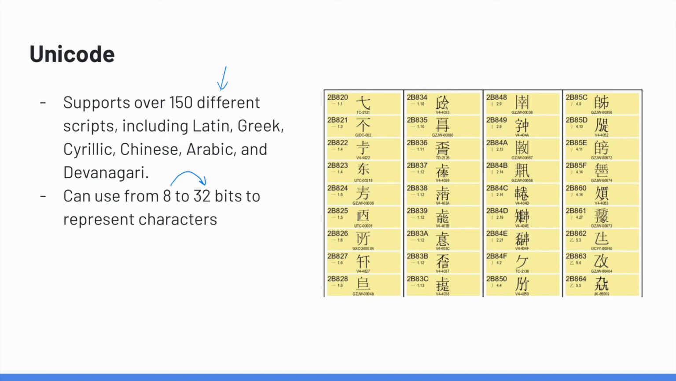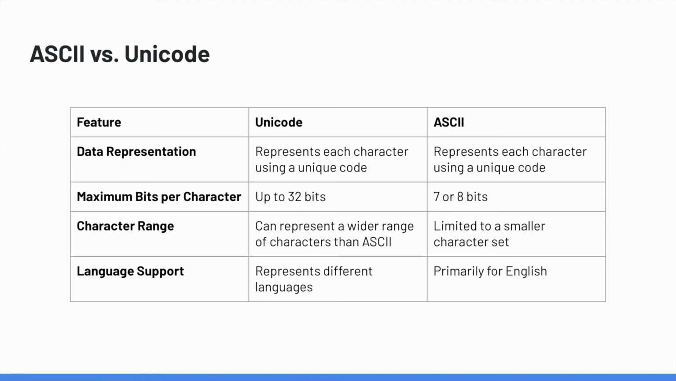And partly because we can use something like 32 bits, and 4 bits equals 1 hex value. Right here, you see the hex representations for different Chinese characters. Now, if we compare both of them, Unicode is made up of up to 32 bits, and ASCII is made up of 7 or 8 bits, which is the reason why we can represent a wider range of characters using Unicode, particularly for different languages. However, they're both the same in the fact that their ultimate goal is to represent characters using a unique code. Unicode just provides us with a much wider range of characters for different languages that we could use.